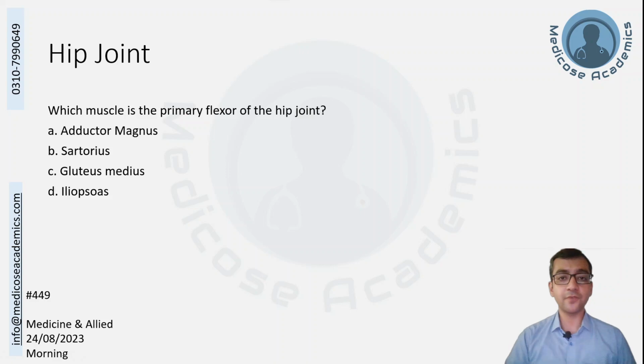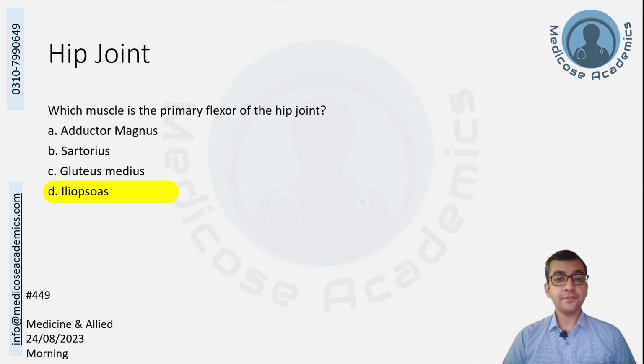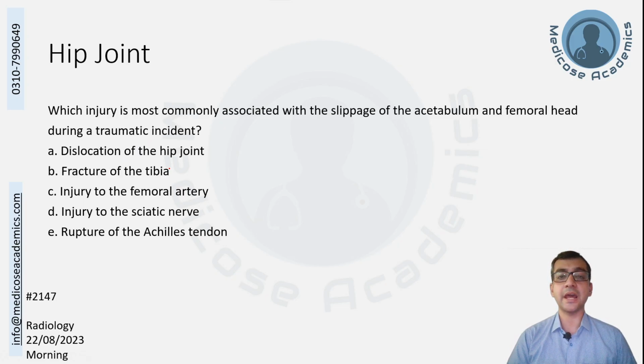Which muscle is primary flexor of the hip joint? The primary flexor is iliopsoas. Adductor magnus is the adductor. Sartorius is flexor, but it is a weak flexor as compared to iliopsoas, and gluteus medius is abductor.